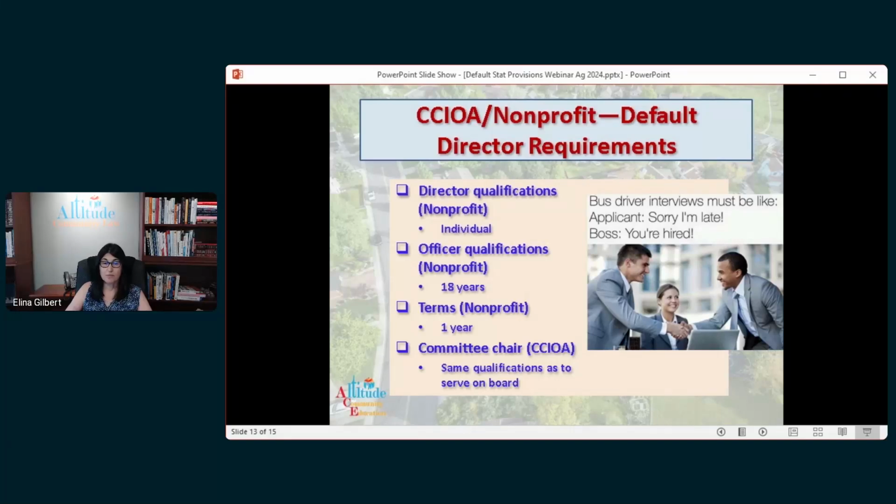So my recommendation, of course, is that we don't do 1-year terms. And if you do see 1-year terms, or if you see no terms, that we would recommend an amendment to the bylaws actually creating a term. Again, if you're post-CCIOA, terms must be approved by homeowners.